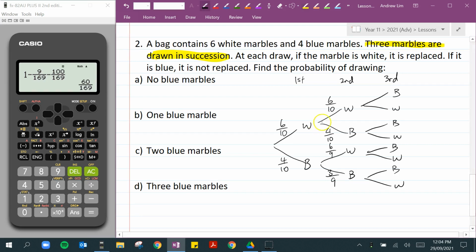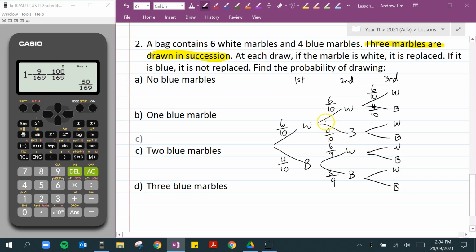If we drew a white marble, it gets replaced, so there are still 10. I really should have, maybe I'll rewrite these ones. We'll have white at the top. Just keep it consistent. Okay, so that means there's still 6 white marbles, and now there's only 4 blue.